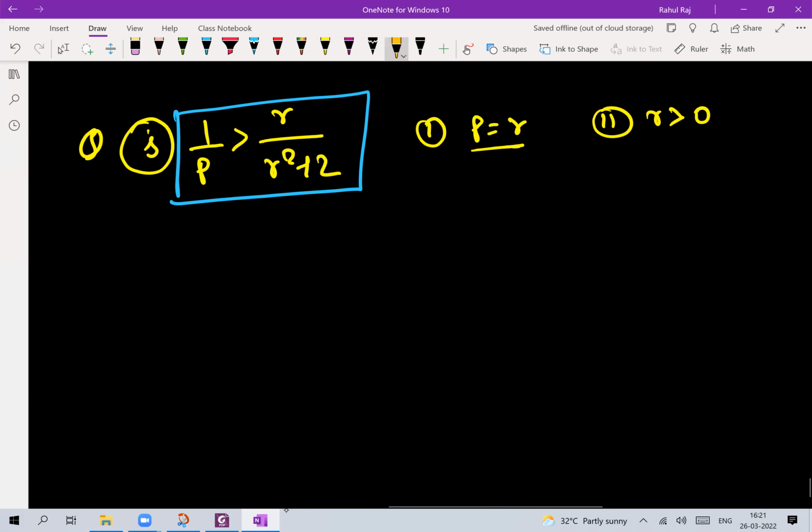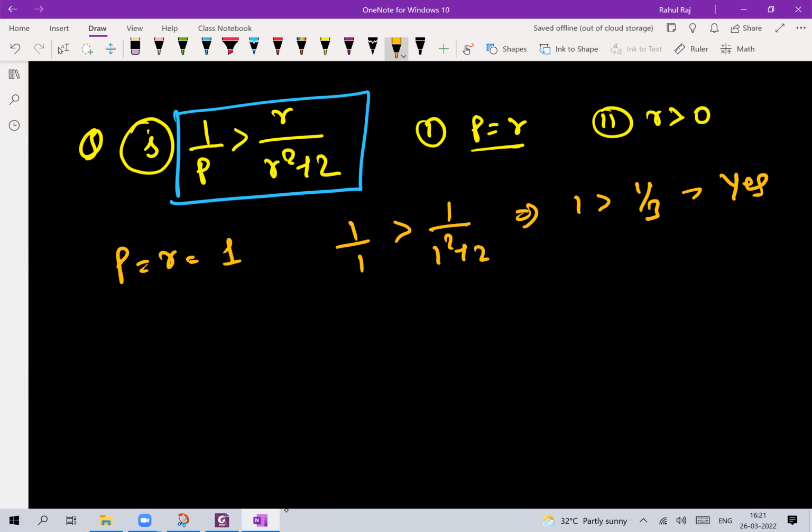Imagine if I take p is equal to r is equal to 1. Can I do 1 by 1 greater than 1 by 1 square plus 2? This is nothing but 1 is greater than 1 by 3. I have a yes situation. It's an is type of question. My job is to create a yes and no situation. I believe in that always.